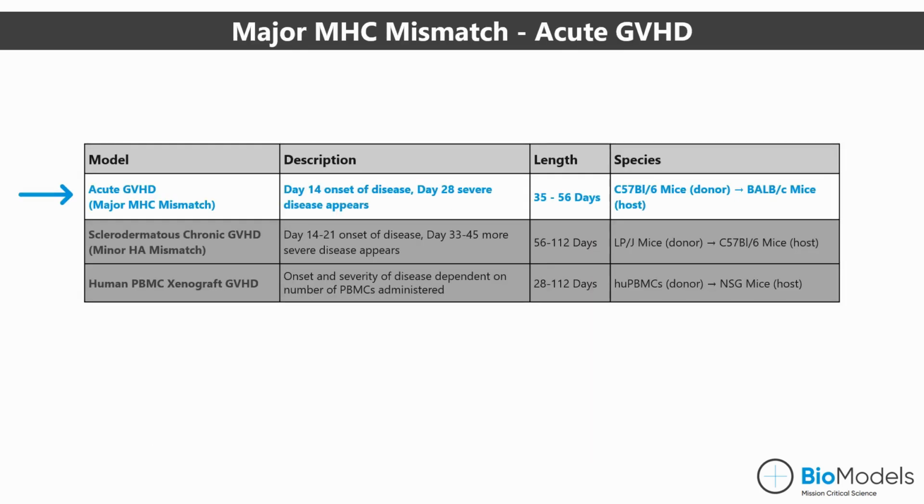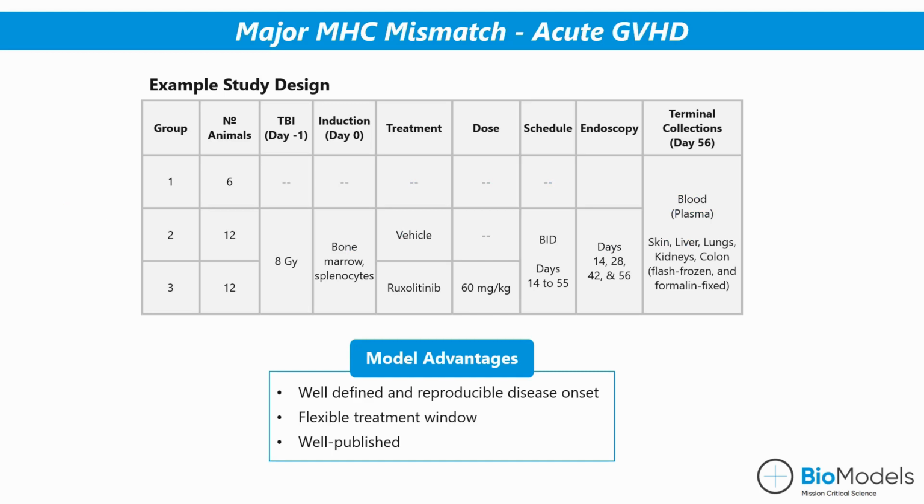So the first set of data that I'll be presenting today will be from the acute GvHD model, which is a major MHC mismatch model. I'd first like to present an example study design showing a number of control groups that we often run in these studies. Any treatment groups with your test compounds would be in addition to this. So with every study, we run a small naive group to establish a baseline for scoring, weight change, and survival. We then have a disease group that is treated with vehicle, as well as a reference compound treated group.